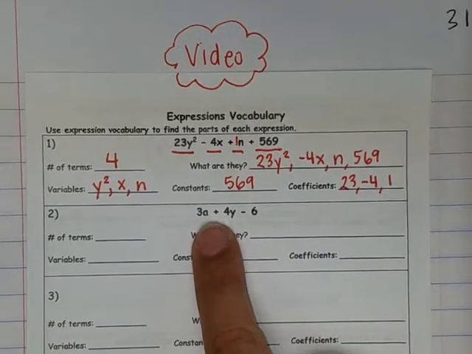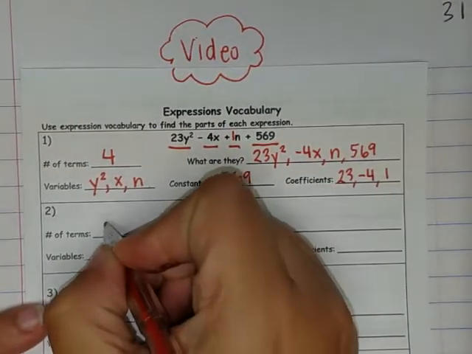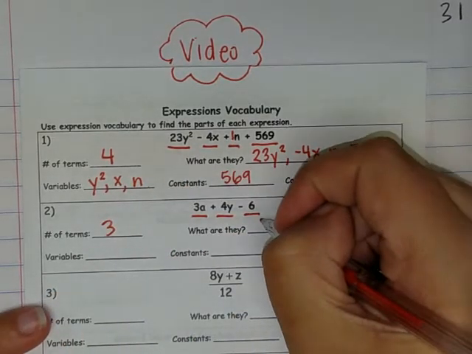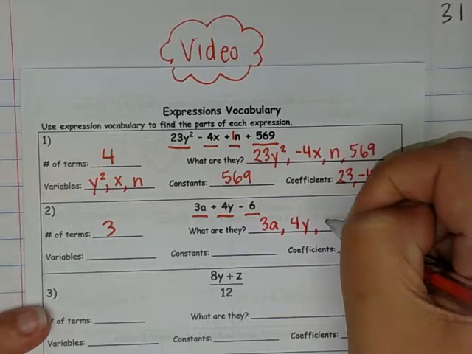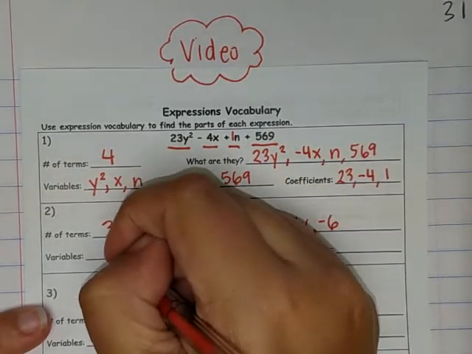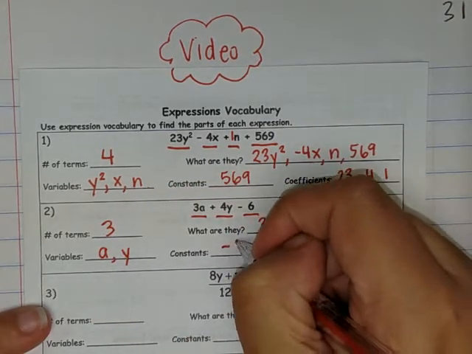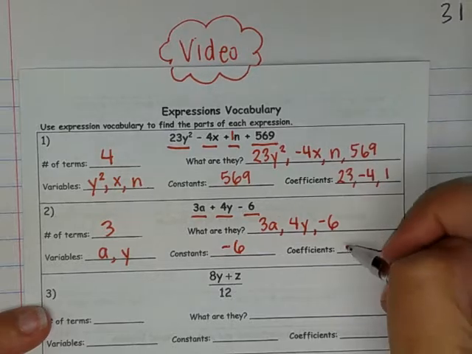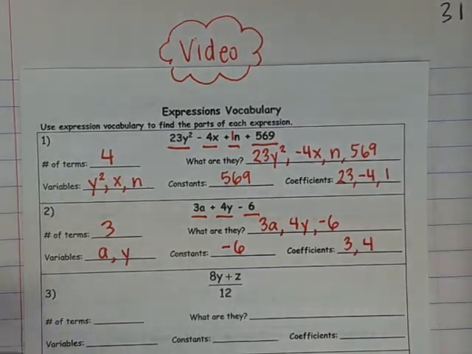All right, number 2, we've got 1, 2, 3 terms in this one. The 3 terms are 3a, 4y, and negative 6. My variables are a and y. My constant is actually just one of them, it's negative 6. And my coefficients are positive 3 and positive 4.